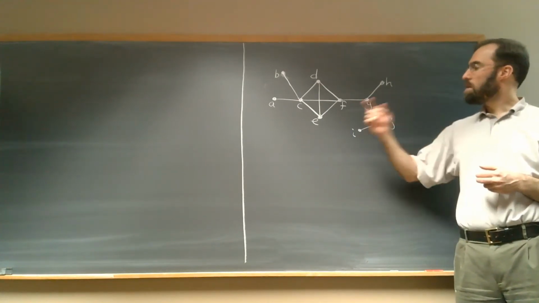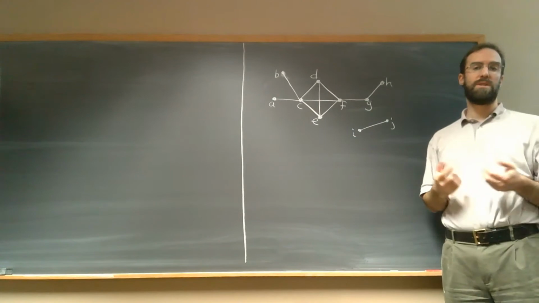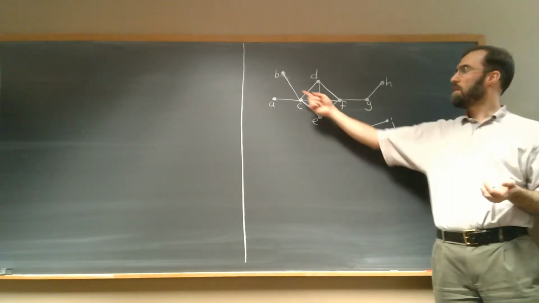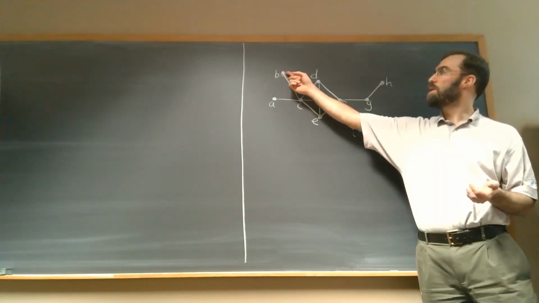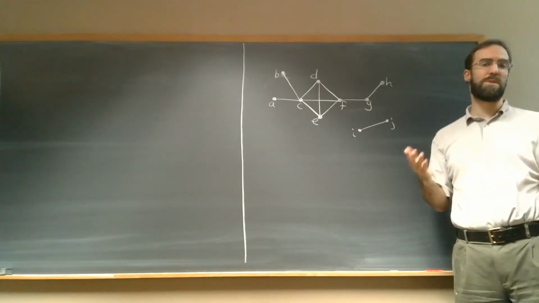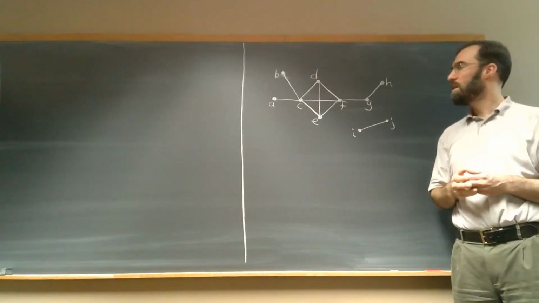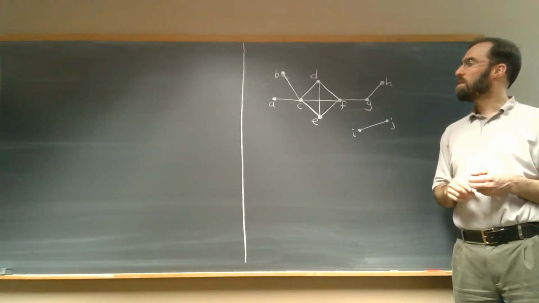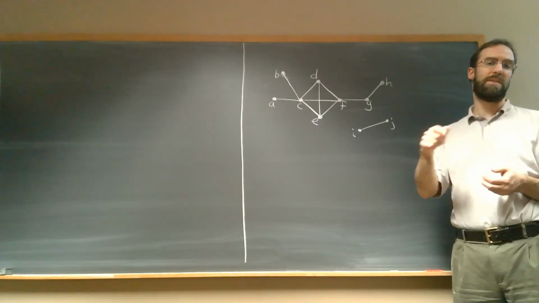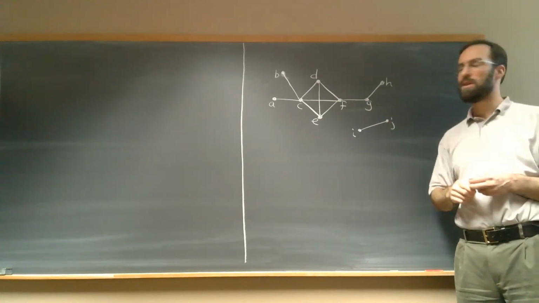Or suppose that the nodes represent locations in a city, and you want to get from location B to location H, and the edges represent roads or paths of some kind. A path in this graph is going to represent a route you could take to get from one place to another place.